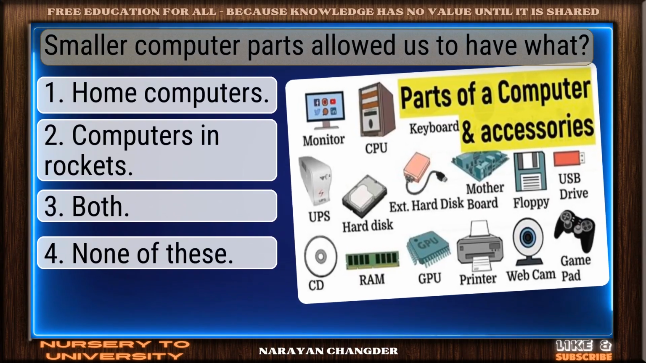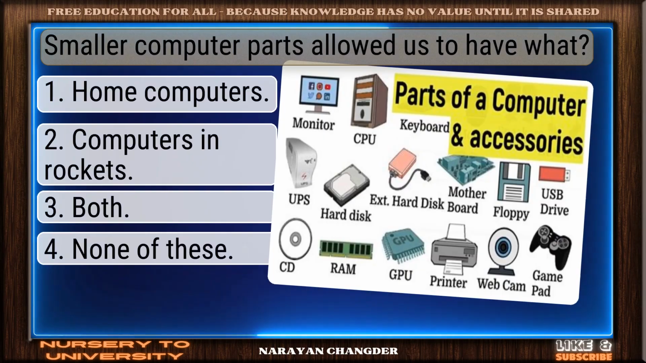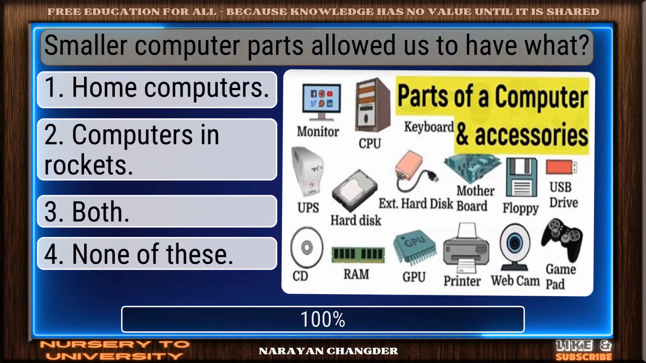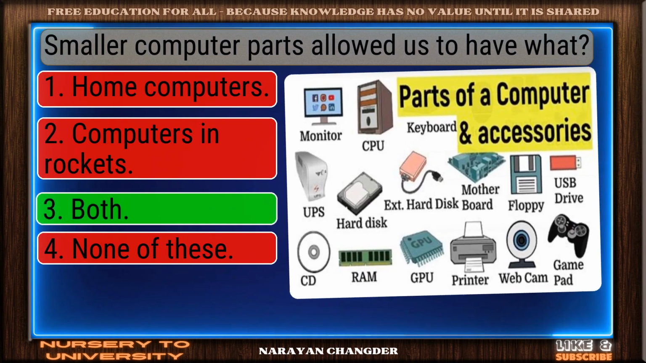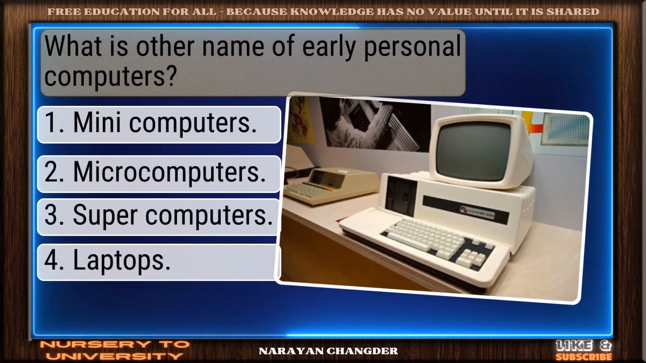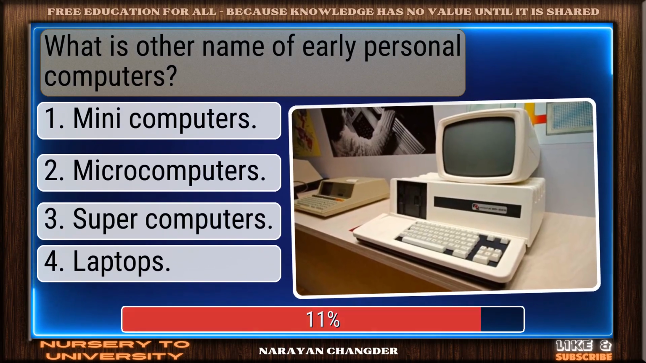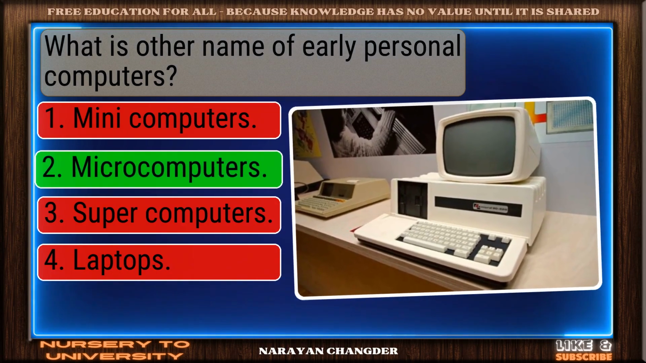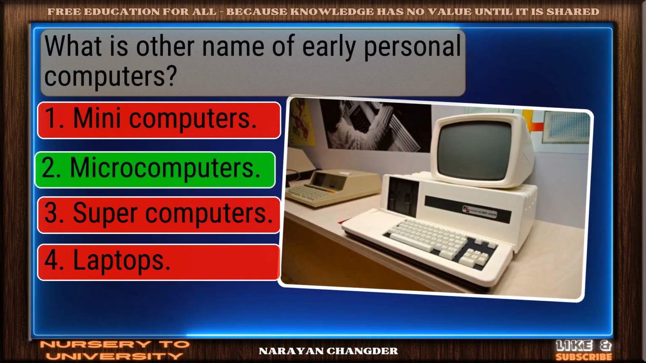Question number 19. Smaller computer parts allowed us to have what? Valid point. Both is true. Question number 20. What is the other name of early personal computers? Smart move. Microcomputers is an accurate answer.